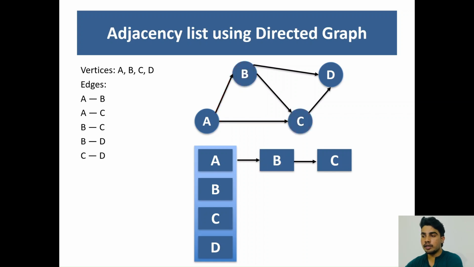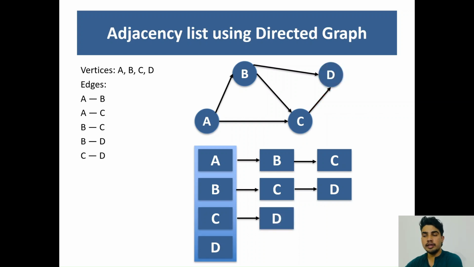Next I am going to vertex B. B has outgoing edges to vertex C and vertex D. So B's list contains C and D. Next I am moving to vertex C. C has only one outgoing edge which points to D. So C's list contains only D. Finally, vertex D. D has no outgoing edges, so its adjacency list is empty. This clearly shows how an adjacency list stores only meaningful directed connections.